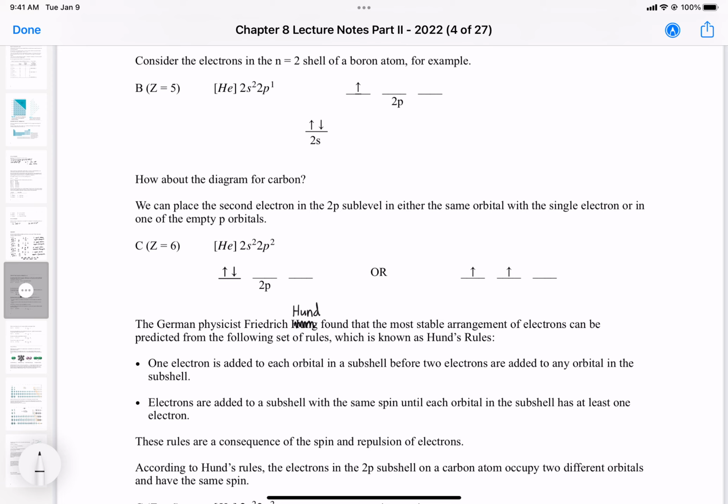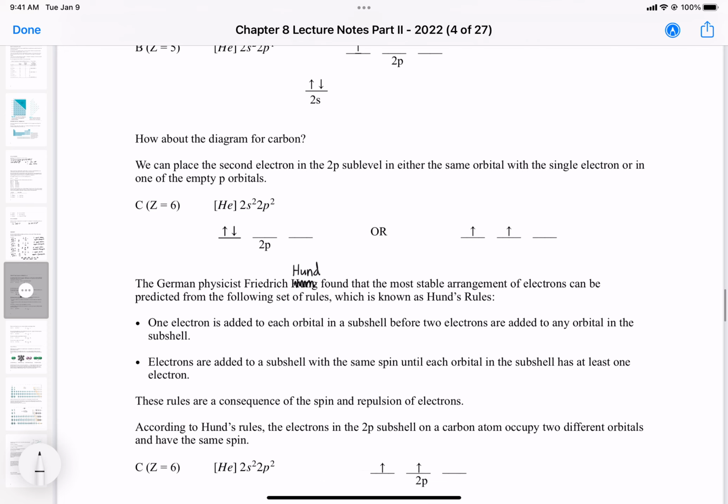So 1 electron is added to each orbital in a subshell before any 2 electrons are added to any orbital in the subshell. So before we pair electrons, we add 1 electron to each orbital in the subshell. So then electrons are added to a subshell with the same spin until each orbital in the subshell is occupied with 1 electron of the same spin. Okay. So it's kind of maximizing the amount of spins you have in the subshell. So in this case, we'll go with example 2 on the right in this picture above.